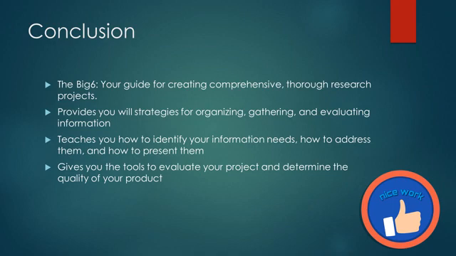And that's it. Those are your Big 6 steps for research. It takes a very difficult and overwhelming process and breaks it down into manageable steps for each student. Your conclusion? This might sound a little familiar. The Big 6 is your guide for creating comprehensive, thorough research projects. They will provide you with strategies for organizing, gathering, and evaluating information. They will teach you how to identify your information needs, how to address them, and how to present them, and gives you the tools to evaluate your project and determine the quality of your product. Hopefully, looking at these 4 bullet points, you can actually identify which one of the Big 6 steps goes to each part of the bullet points.